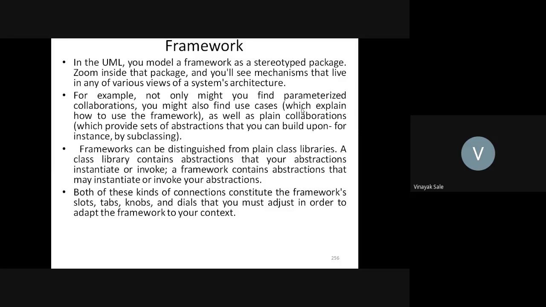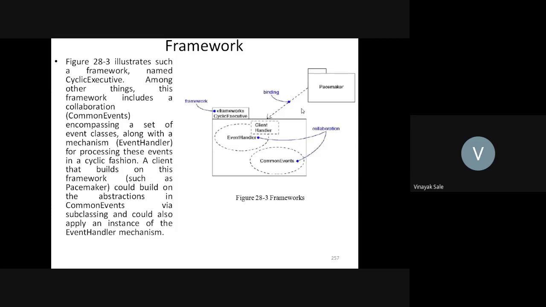So frameworks can be distinguished from plain class libraries. A class library contains abstractions that your abstractions instantiate or invoke. A framework contains abstractions that may instantiate or invoke your abstractions. Both of these kinds of connections constitute the framework's slots, tabs, knobs, or dials that you must adjust in order to adapt the framework to your context. See the figure of the framework.